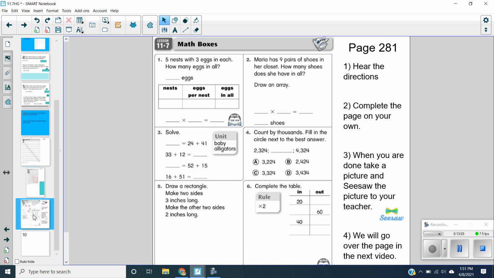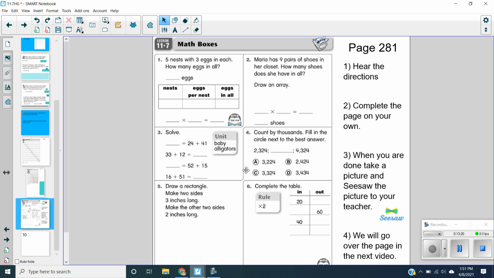All right, the last thing that we'll talk about are our math boxes. This is page 281. So for question number 1, we have 5 nests with 3 eggs in each. How many eggs in all? Number 2, Maria has 9 pairs of shoes in her closet. How many shoes does she have in all?